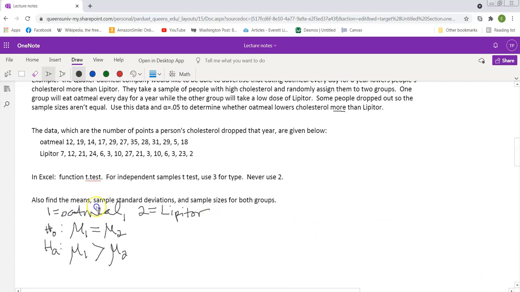By the way, if you switched your 1 and 2 here, that's totally fine. But that's going to then impact the direction of your inequality if you're doing a one-tailed test. So if you said 1 was Lipitor, 2 is oatmeal, that's fine as long as you put this symbol then as less than. I usually just, for the sake of simplicity, whatever comes first in the description in the problem, I'll put that as group 1.